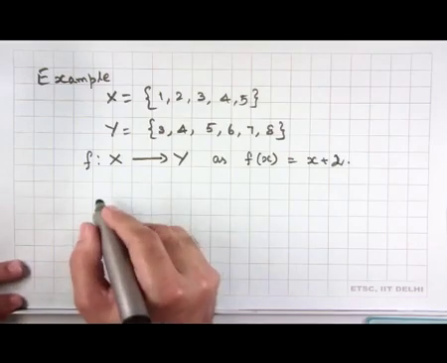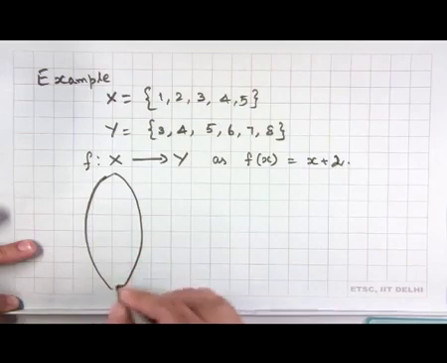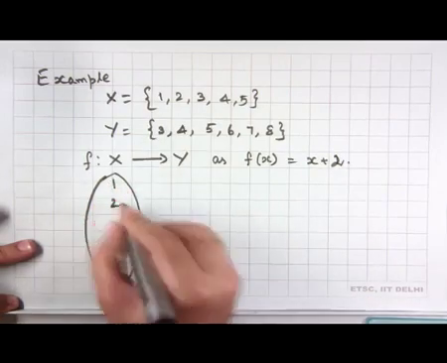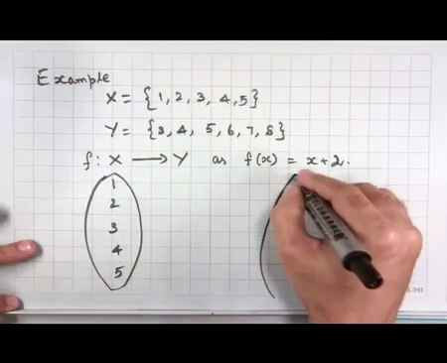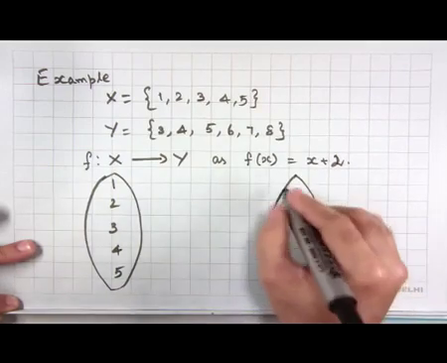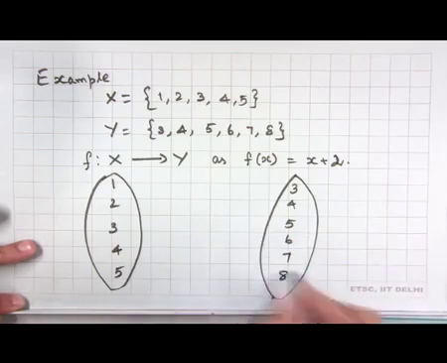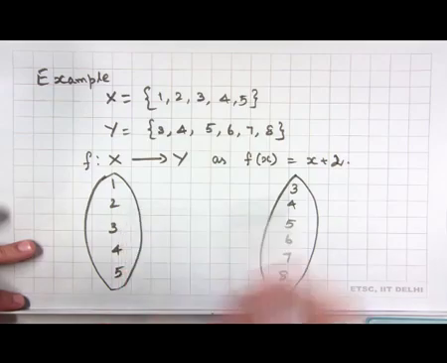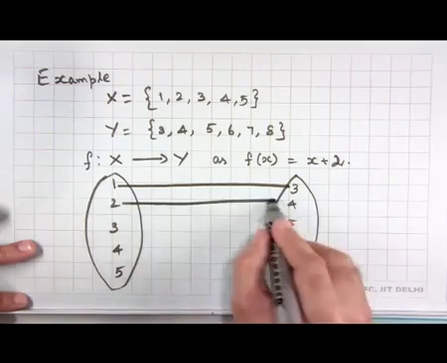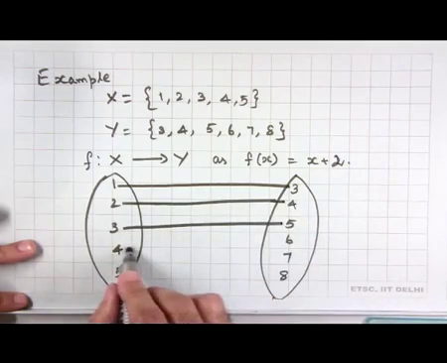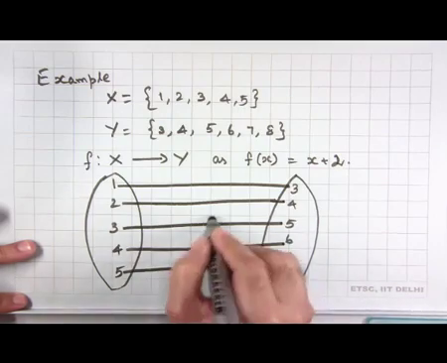Now, let us try to represent this one in a pictorial manner. 1, 2, 3, 4 and 5, and 3, 4, 5, 6, 7 and 8, you have these things. Now, if you notice the function, 1 is mapped to 3, 2 is mapped to 4, 3 is mapped to 5, 4 is mapped to 6 and finally 5 is mapped to 7.